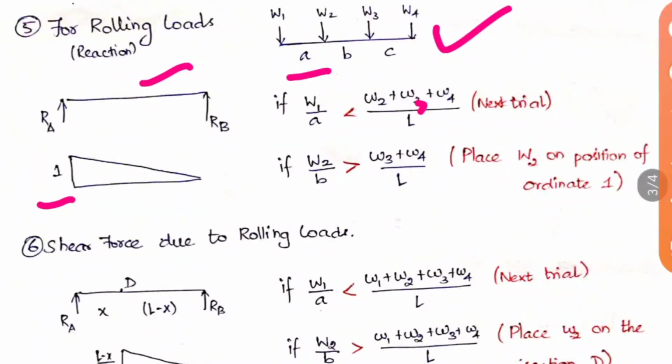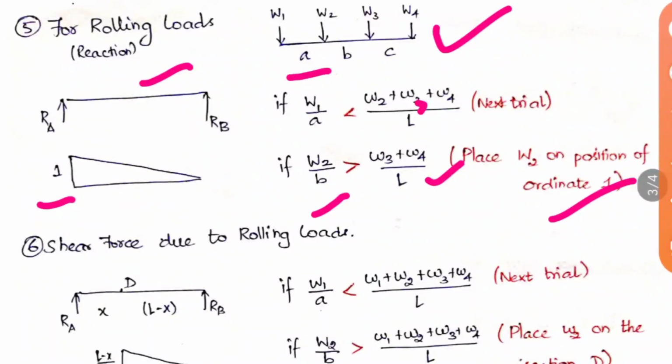So you should neglect W1. Okay, next you should take W2. So W2 by B, and check whether it is equal to or greater than or lesser than W3 plus W4 by L. When you take W2, you should take the next 2 values only. When this is greater, it means that W2 should be placed in the position of ordinate 1.